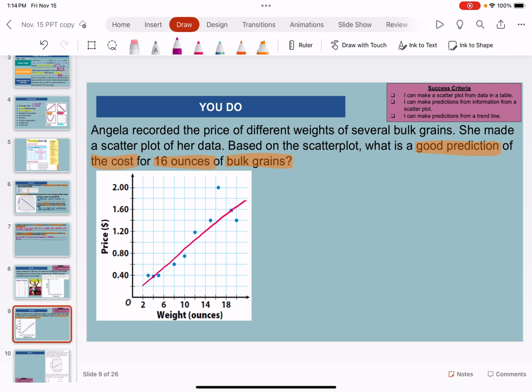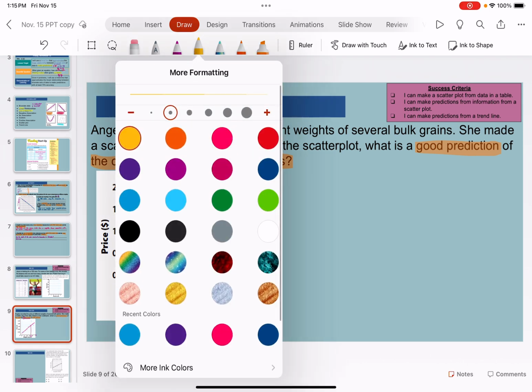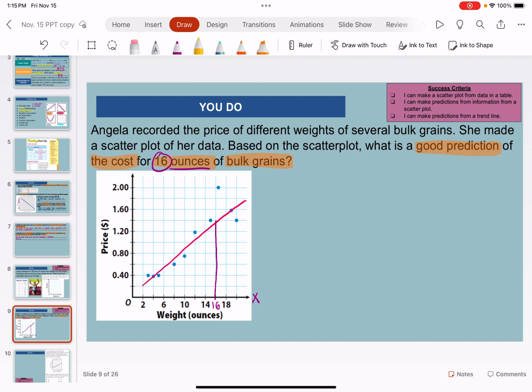So for this problem, it gives us 16 ounces, right? 16 ounces. Ounces is our x-axis. So I'm going to find 16 right here. I'm going to go ahead and label it 16. So from here, I'm going to go ahead and draw a vertical line going up. And this relates to systems of equations when we learned about two lines that cross each other and meet at one point, because you can see that there's a meeting point right there.